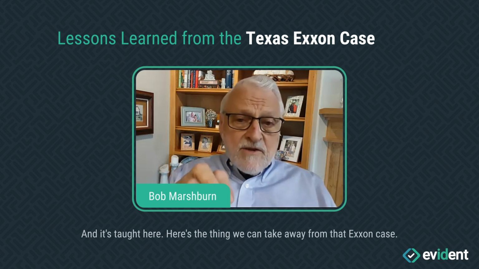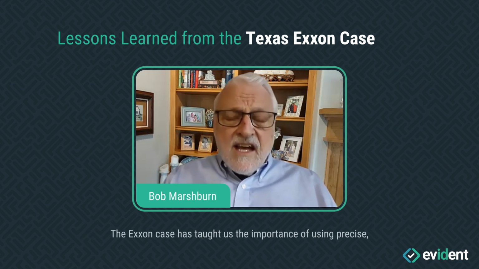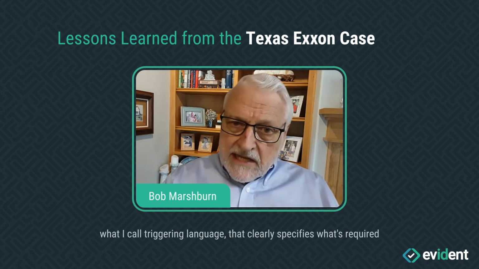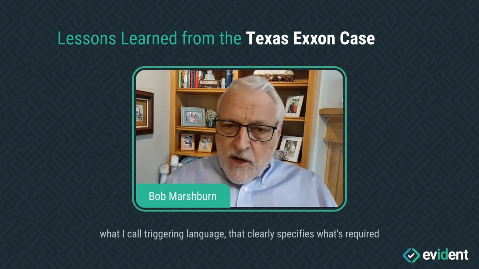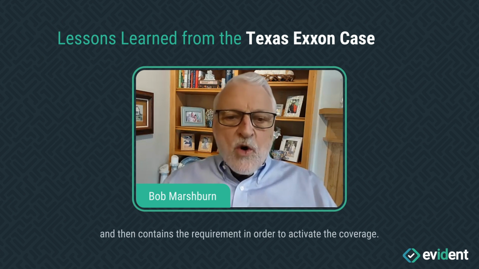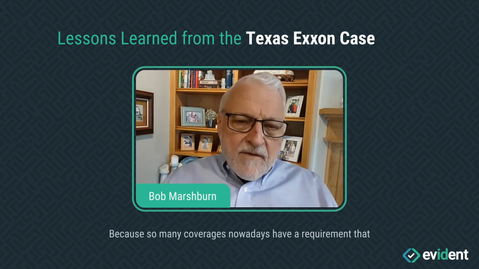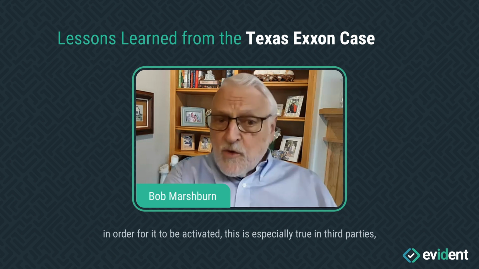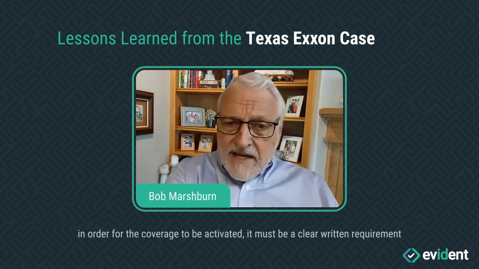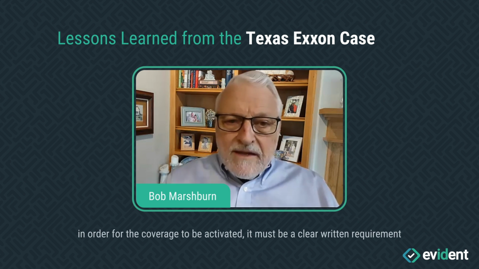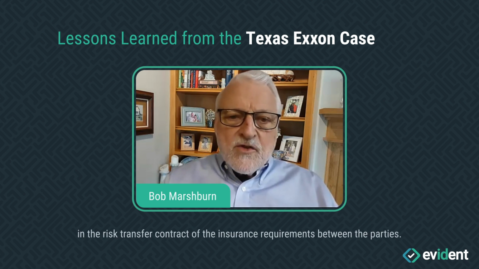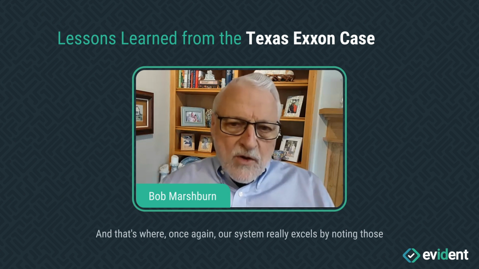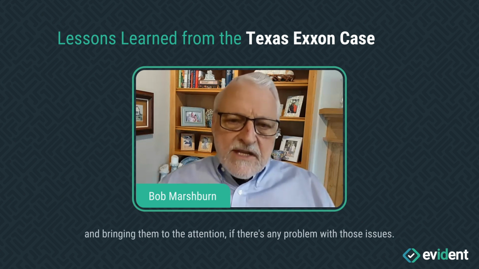And here's the thing we can take away from that Exxon case. The Exxon case has taught us the importance of using precise, what I call triggering language, that clearly specifies what's required and then contains the requirement in order to activate the coverage. Because so many coverages nowadays have a requirement that in order for it to be activated, this is especially true in third parties, it must be a clear written requirement in the risk transfer contract of the insurance requirements between the parties. And that's where, once again, our system really excels, by noting those and bringing them to the attention if there's any problem with those issues.